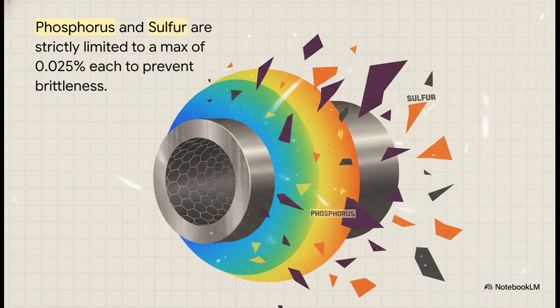But hey, it's not just about what you put into the mix, it is entirely about what you keep out. Phosphorus and sulfur are capped at a maximum of just 0.025% each. That's a tiny number, but it's an absolutely crucial safeguard. If those elements creep up, your steel becomes brittle, and your structural integrity under load goes right out the window.